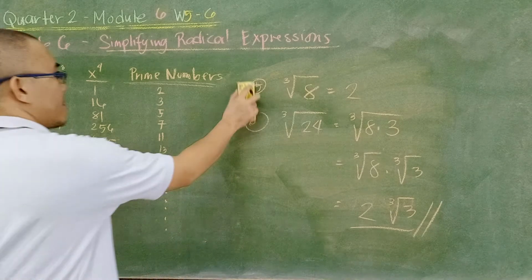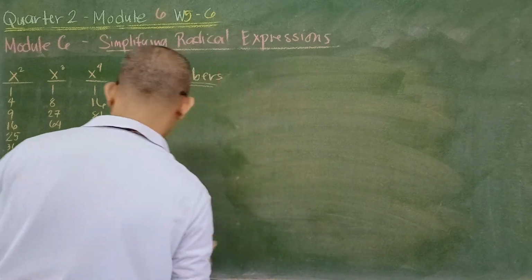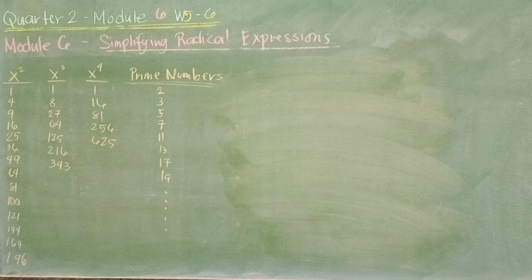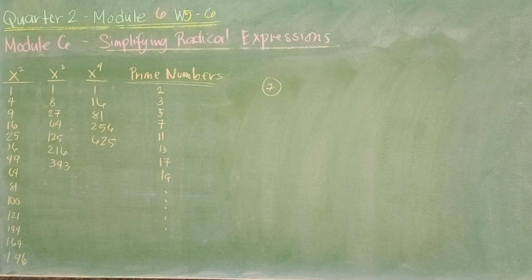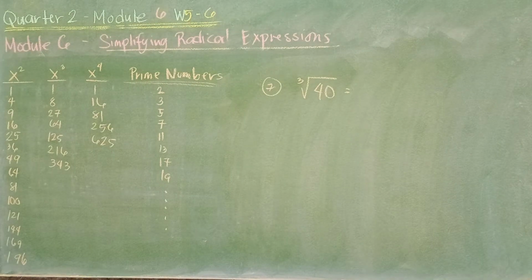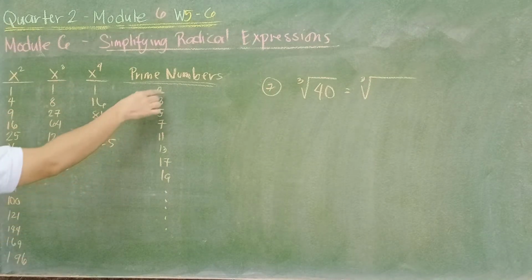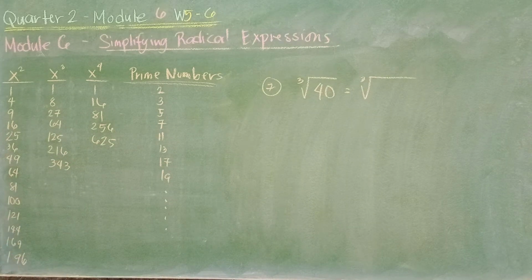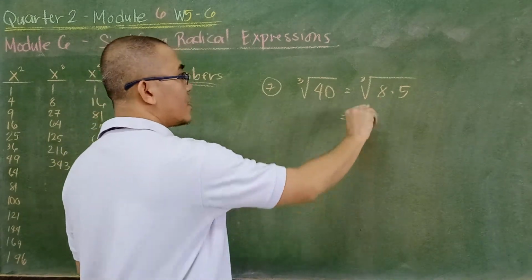Another, number 7, let's say cube root ng 40. So obviously, wala kang perfect cube dito. So anong gagawin natin? Ipa-factor natin yung 40. So yung factors, galing dito sa mga perfect cube at saka prime number. Since yung index natin is 3, dito ako namili. So ang gagamitin ko is yung 8 at saka yung 5. 5 times 8, we have 40. So this is 8 times 5, this is still 40.